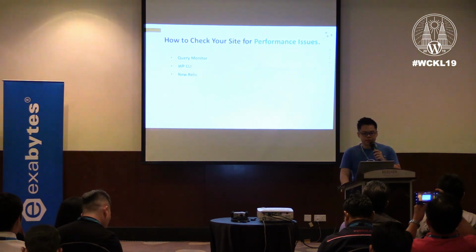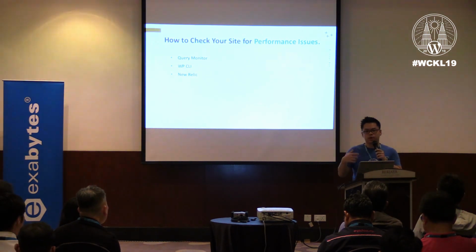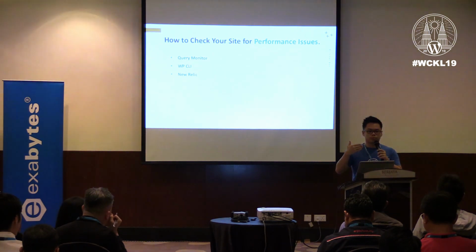The other one is using WP-CLI. With WP-CLI, you require some technical knowledge. You have to log into the server, and then run some commands, and it will output the list of scripts that are taking the longest time to process when your website loads.